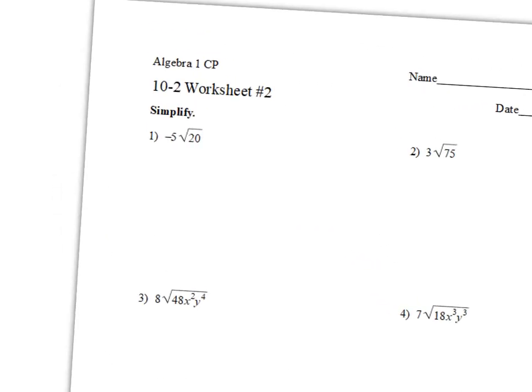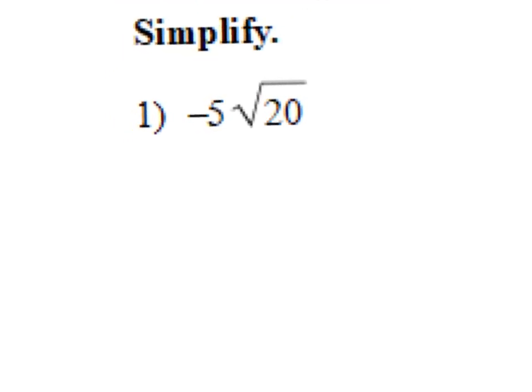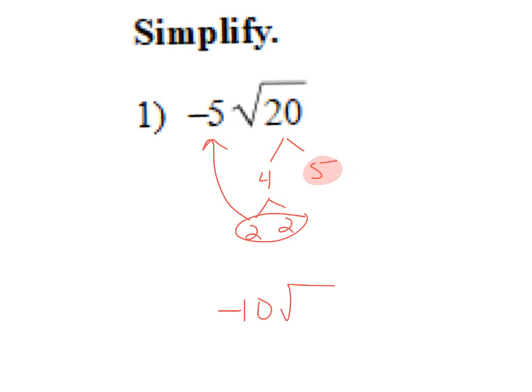Okay, this is the 10-2 worksheet number 2 answer key. On this first one, we're going to break this down to 4 times 5, and then this will go to 2 times 2. So the 2's pair up and move out, so -5 times 2 is -10, and then I have this 5 left over, so I'm going to have radical 5 on the inside. Again, do not use the 20 and the 4 as you broke those down.